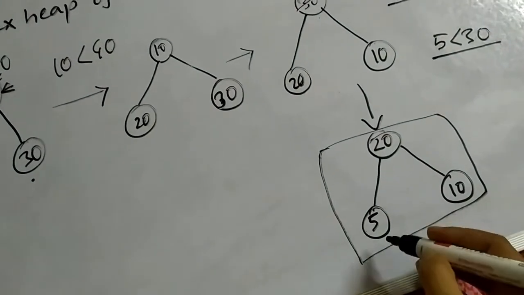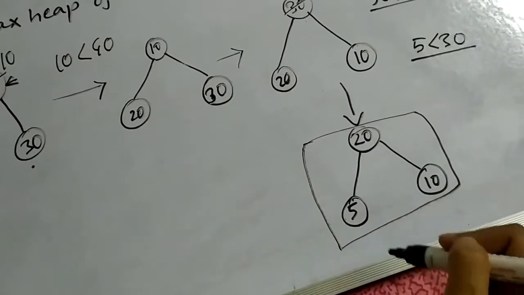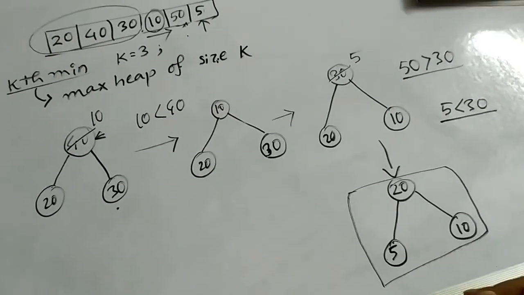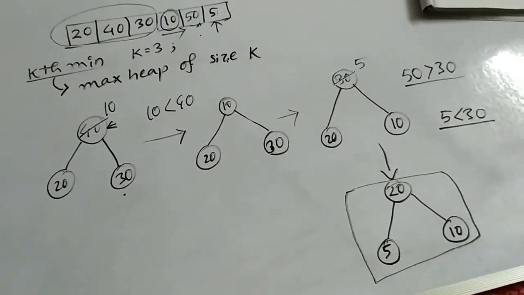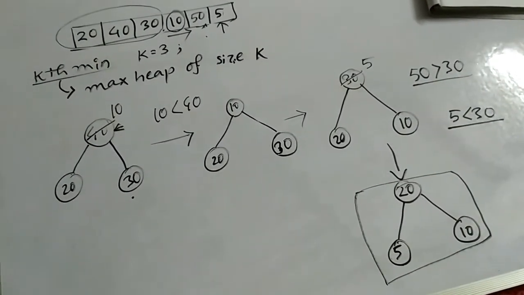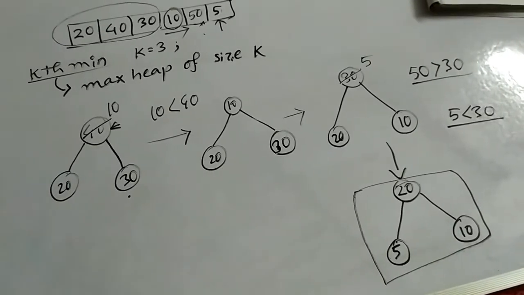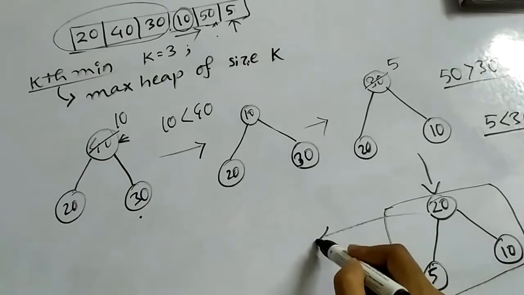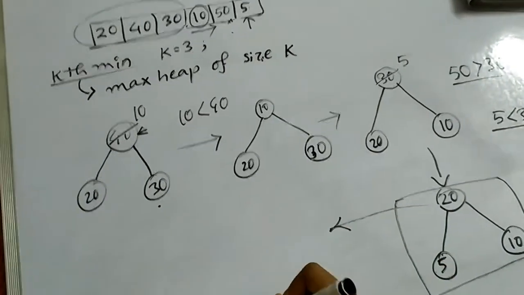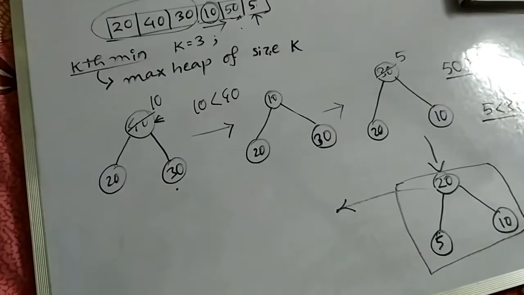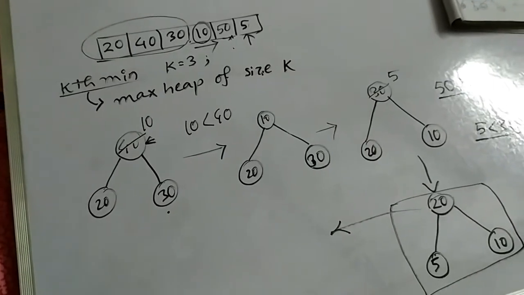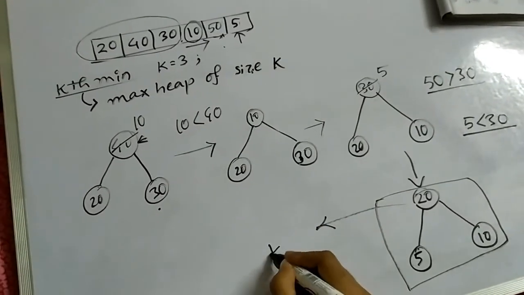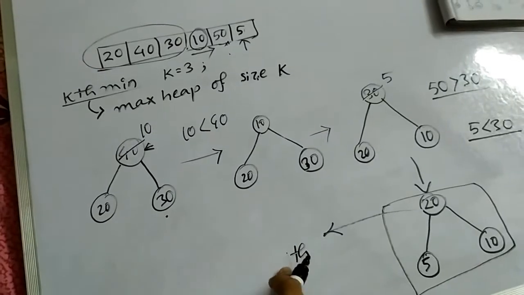In this max heap, 5 is the first minimum. That means in my entire array 5 is the smallest, then 10 is the second minimum, and 20, the root of my heap of size k, is my kth minimum. So 20 is my third minimum.